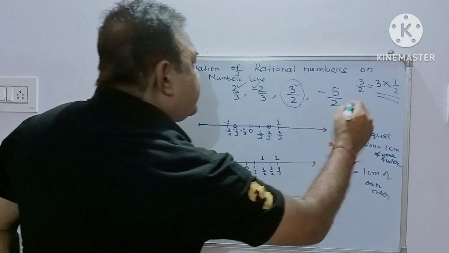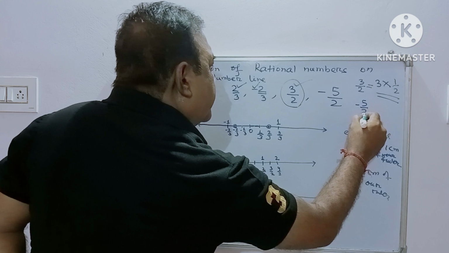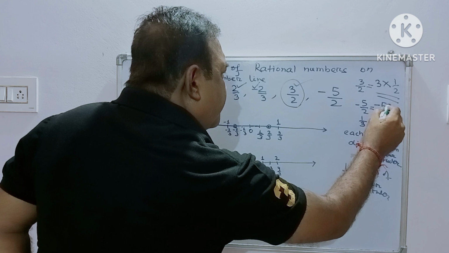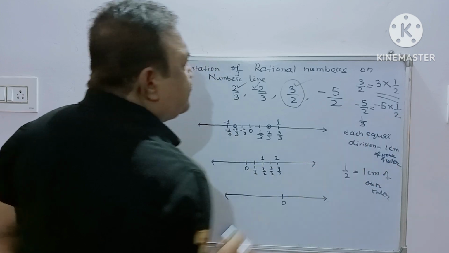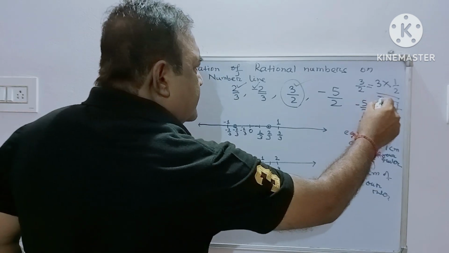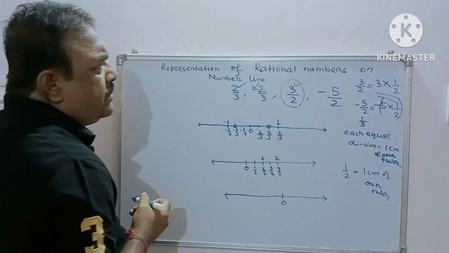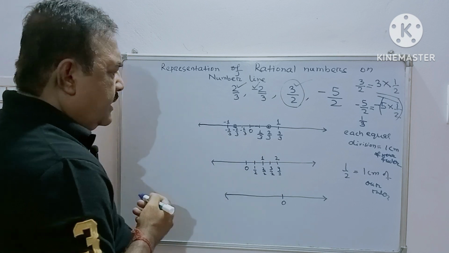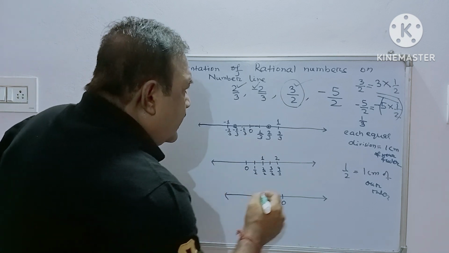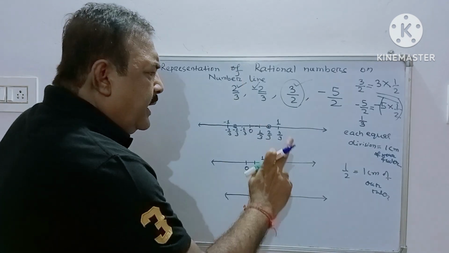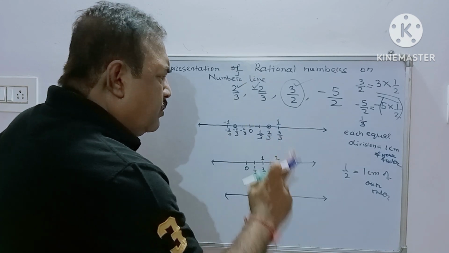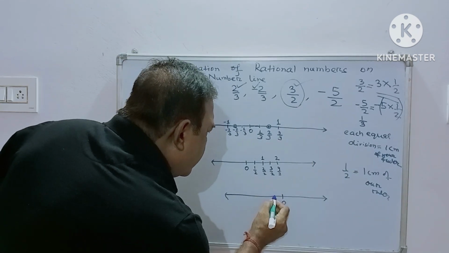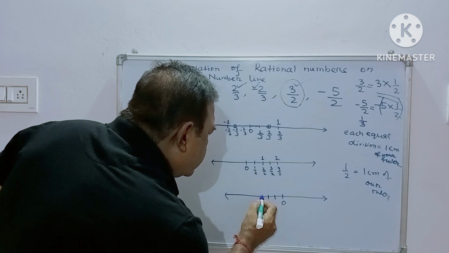You take minus 5 upon 2, that is equal to minus 5 into 1 by 2. So 5 times 1 by 2 we have to add in the negative direction. Each number 1 by 2 or 1 upon 2 is equal to 1 centimeter of our ruler. So how many? Now 5: 1, 2, 3, 4, 5.